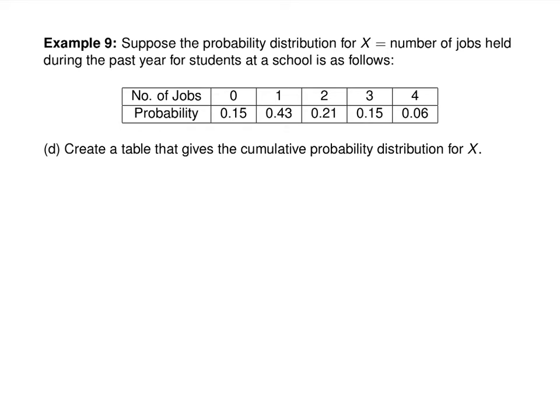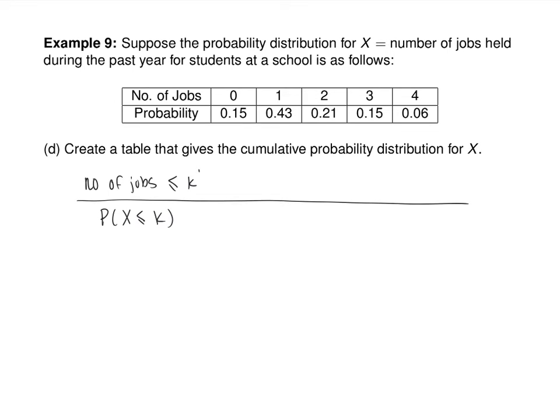So next, let's find a table that gives me the cumulative probability distribution for x. So this is a function that accumulates probabilities as you go. So number of jobs is less than or equal to some value for k. And here we have the probability that the x is less than or equal to that k. So in this first entry, what's the chances you have 0 jobs or less? Well, that's 0.15.